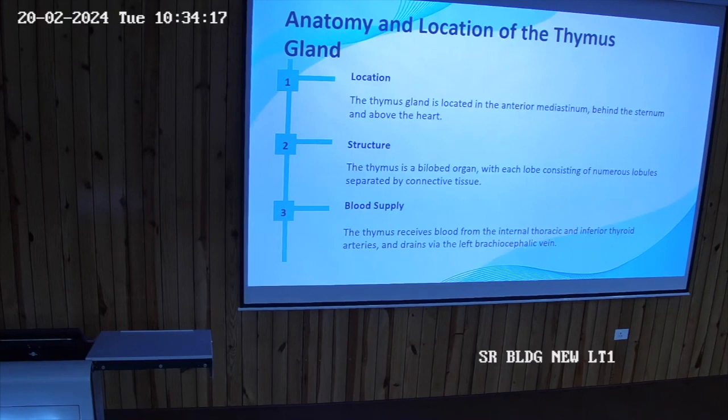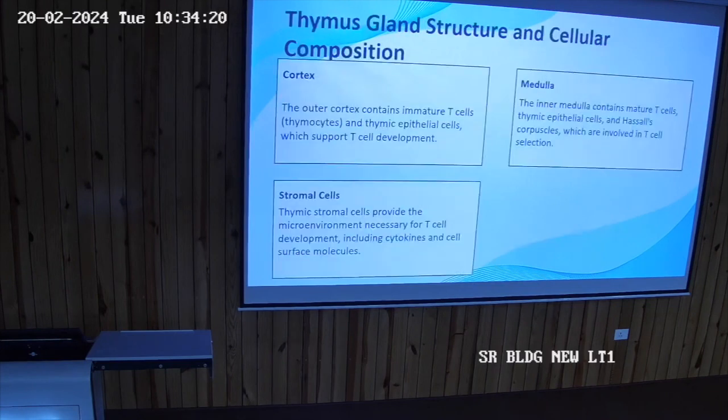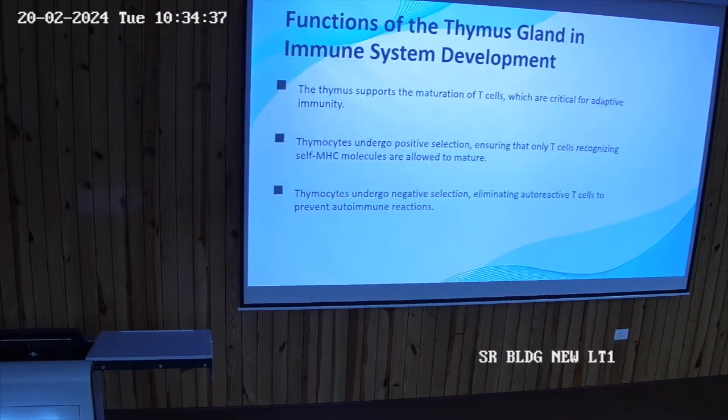Structure, it is a bilobed organ. Cortex mainly contains the immature T cells and thymic epithelial cells which support T cell development. Medulla is responsible for maturation of these cells. Stromal cells are responsible for the microenvironment which supports the maturation of T cells. T cells undergo positive selection, ensuring that only T cells recognizing self-MHC molecules are allowed to mature. Those which do not pass this test result in apoptosis, or negative selection. Thymocytes undergo negative selection, eliminating autoreactive T cells to prevent autoimmune reactions.